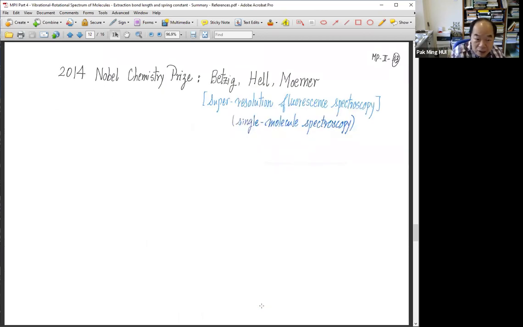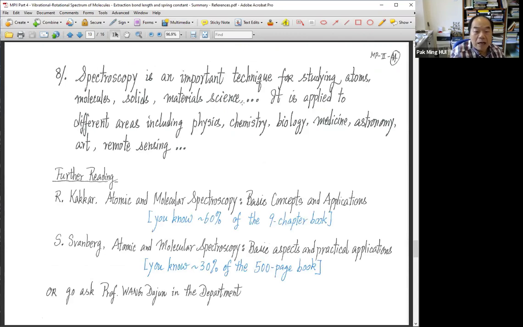And even very recently, in 2014, a Nobel Chemistry Prize was awarded for something called single molecule spectroscopy, meaning nowadays the resolution can look into a single molecule even in a cell. So that is why this Nobel Prize was awarded. And I think in general, light matter interaction, this technique or spectroscopy, is a very important technique in studying anything: atoms, molecules, solids, materials.